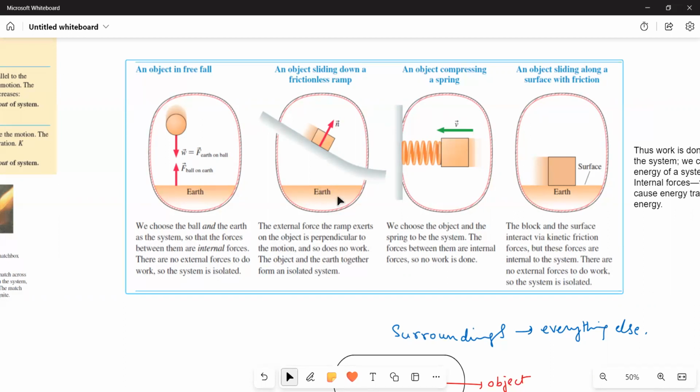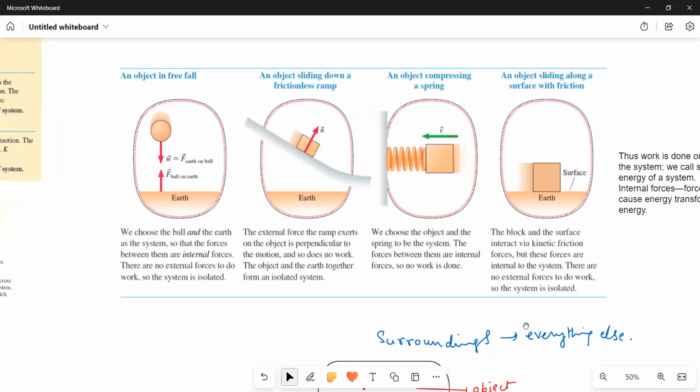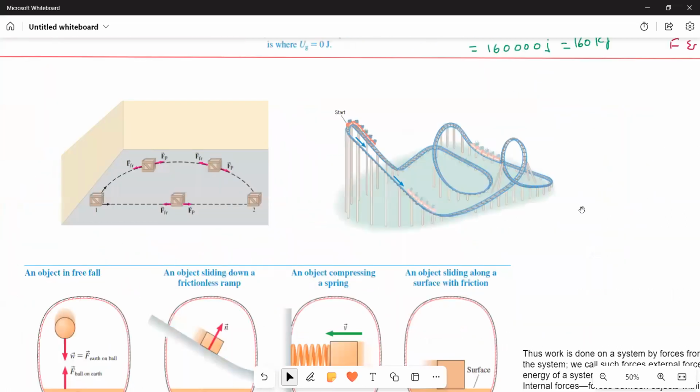That is the thing. And one more thing: the work done by the conservative forces in a closed system is equal to 0, because the displacement becomes 0. For example, if you take the roller coaster ride here, this is the starting point. It is going down and up and down and up like this, but finally it is reaching the starting point. So the displacement is equal to 0. That means it is a closed path. So the work done by the conservative forces in a closed path is equal to 0.